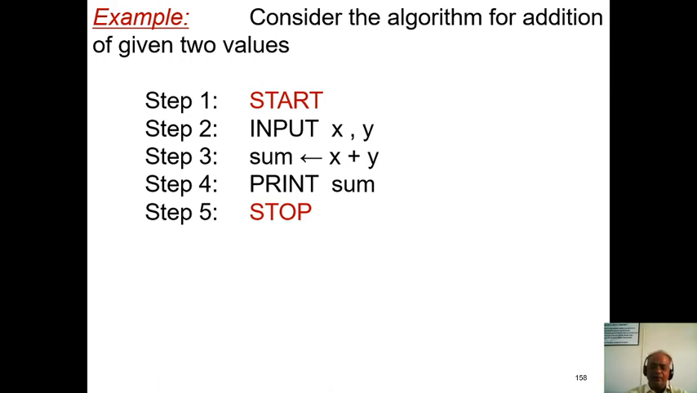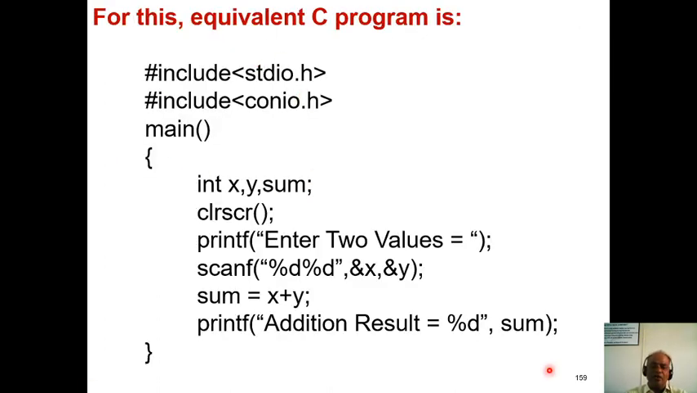So it is the equivalent. For this algorithm, we generated the code in C language. There we take three variables: x, y, and another one is sum. This x and y are for input, and sum is meant for storing the result, that is the output. So that is the specification. Later I will explain in detail.